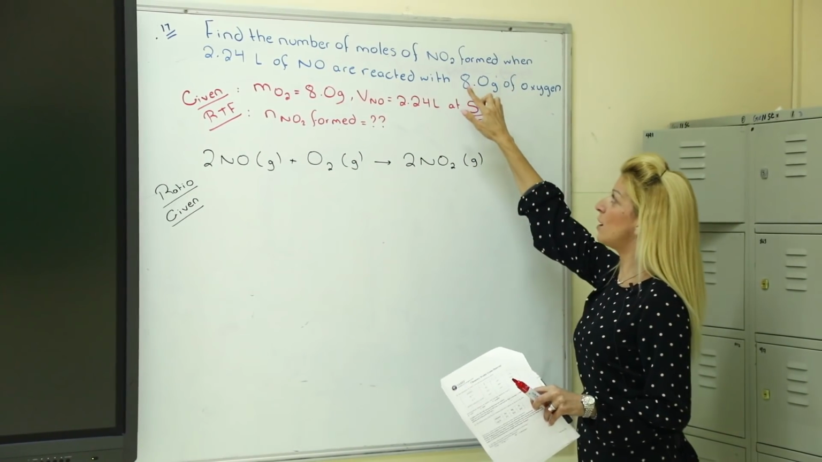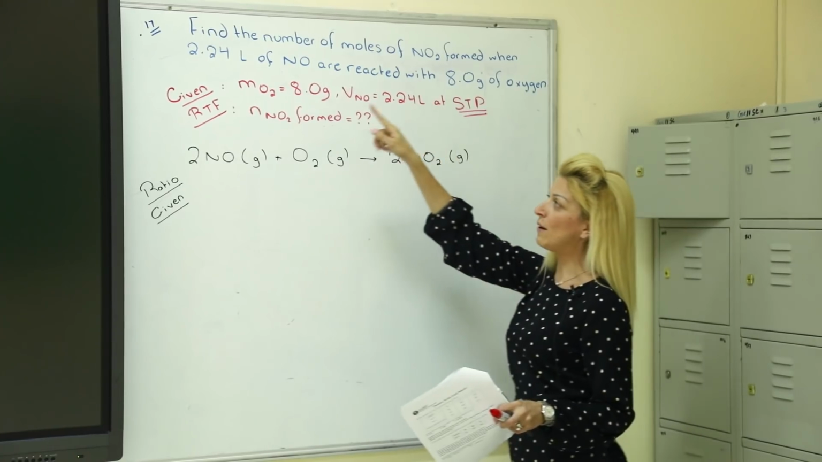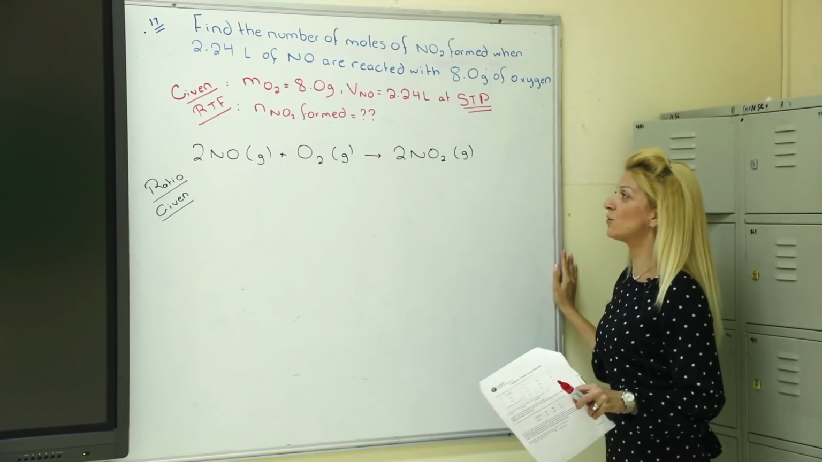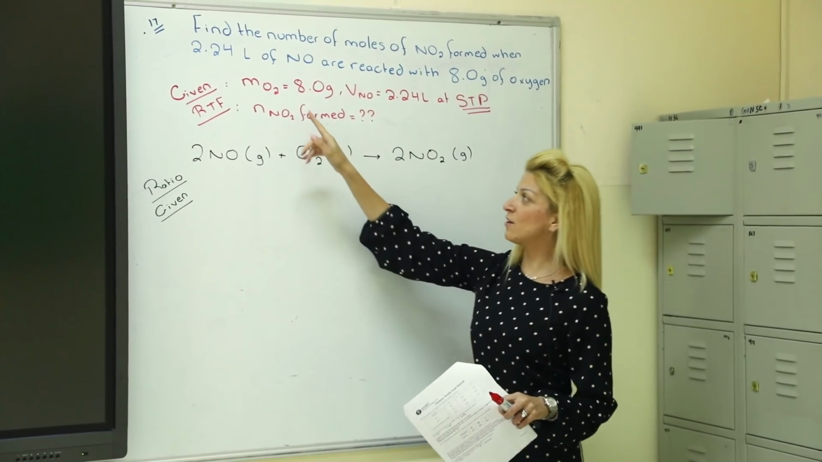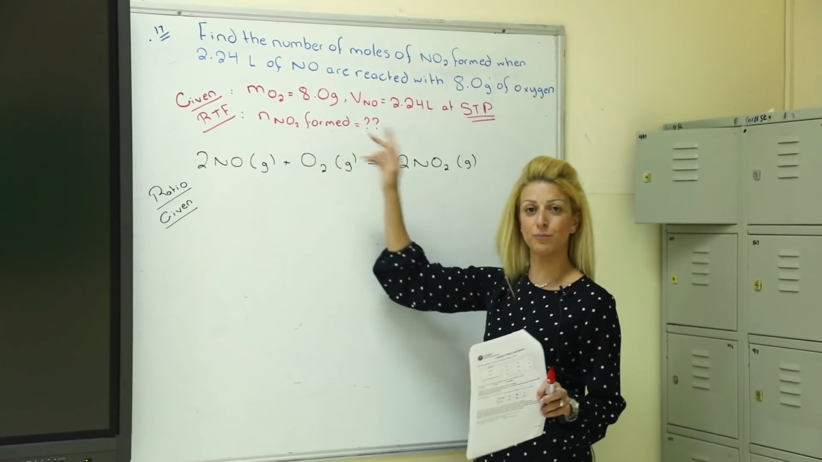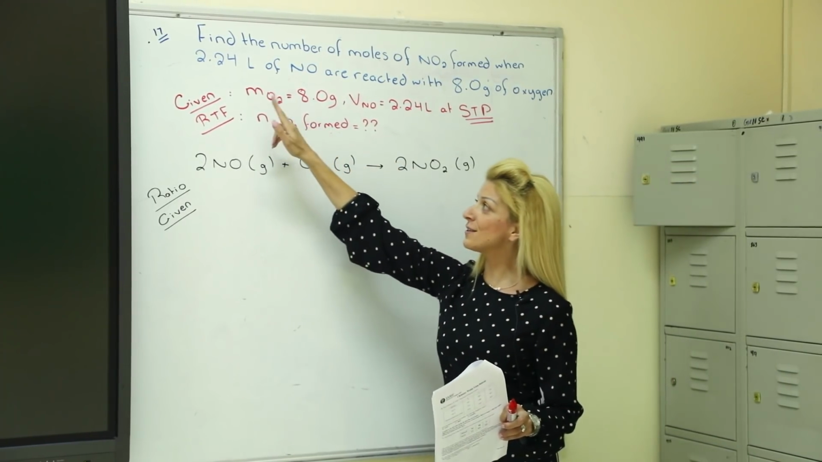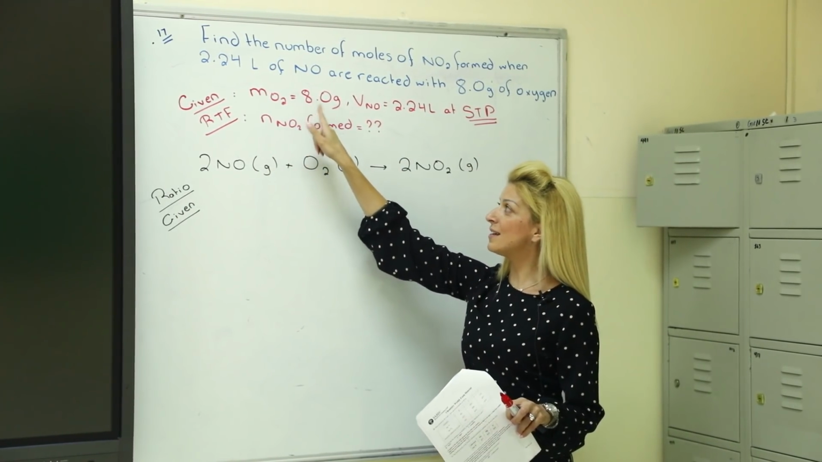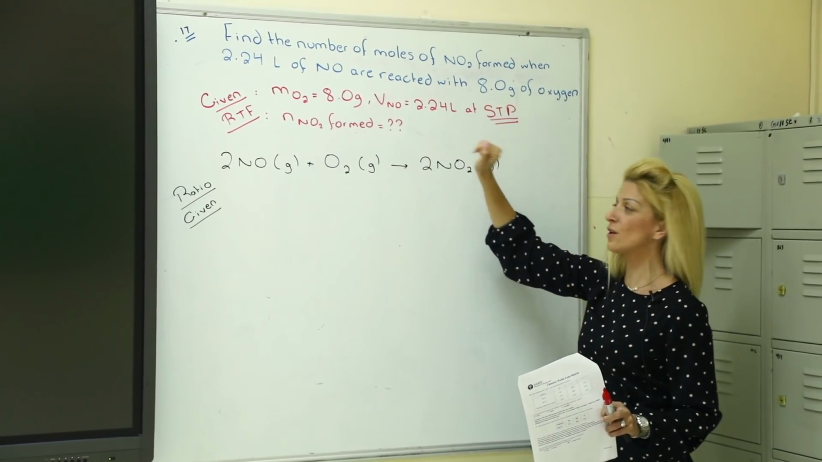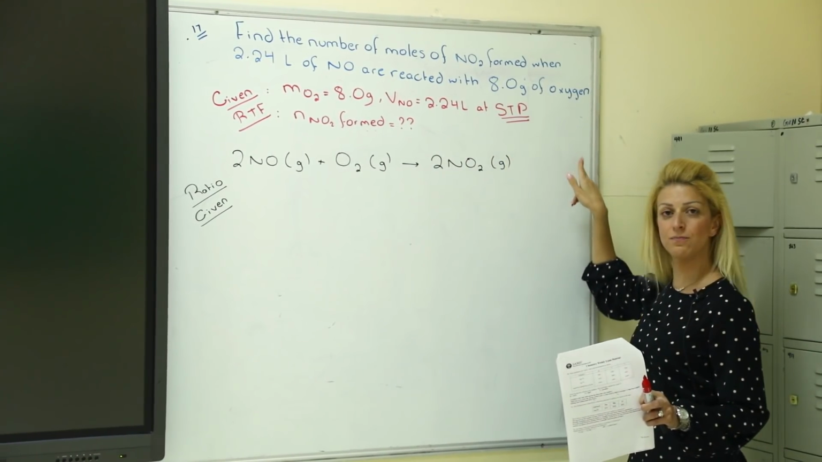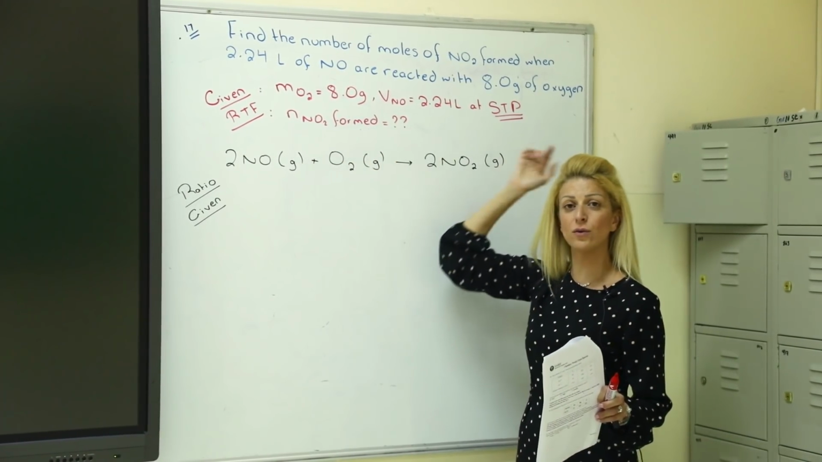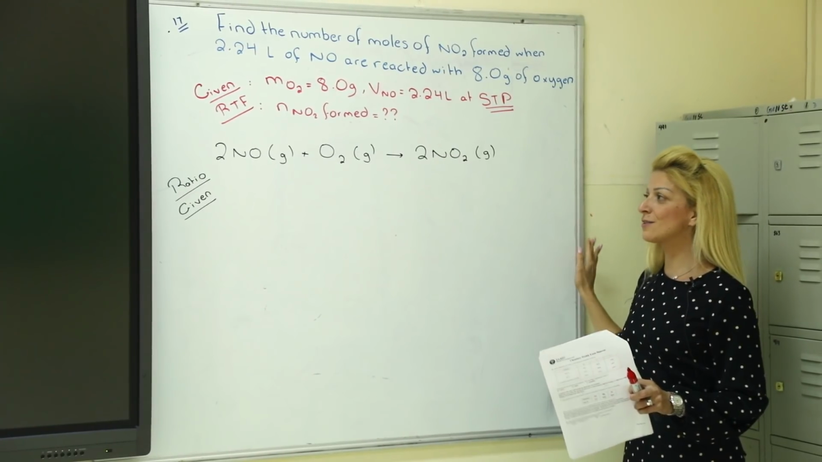Find the number of moles of NO2 gas formed when 2.24 liters of NO are reacted with 8.0 grams of oxygen. So we are given 2 reactant givens, and we are required to find the moles of one of the products that is formed. So the first given is the mass of O2 gas is 8.0 grams. It's going to react with 2.24 liters of NO gas at STP to form products. The required to find is the number of moles of NO2 that will be formed by this reaction.